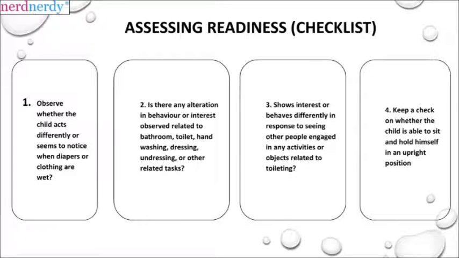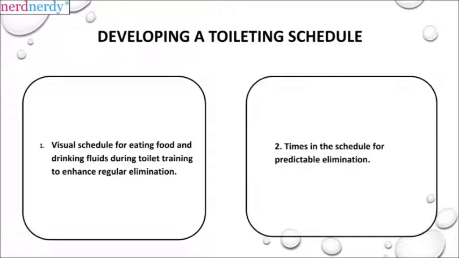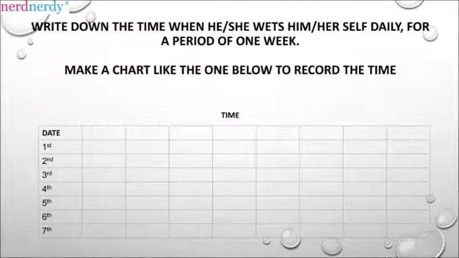Fourth, keep a check on whether the child is able to sit and hold himself in basically an upright position. You could develop a toileting schedule by making sure that the child follows a visual schedule which you set for eating food and drinking fluids during the toilet training in order to enhance regular elimination. You should regularly observe appropriate times for toileting and include those times in the schedule for predictable elimination.